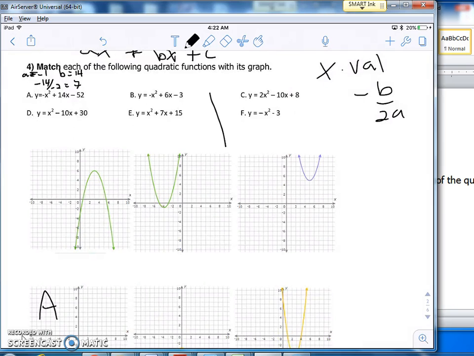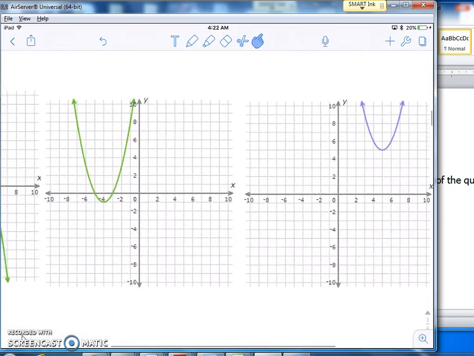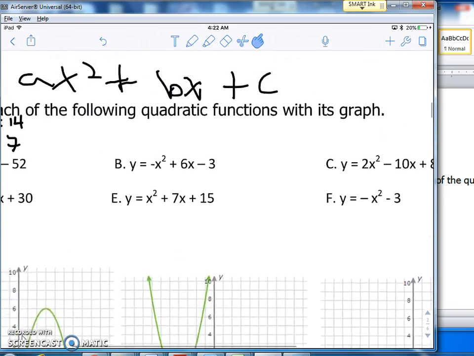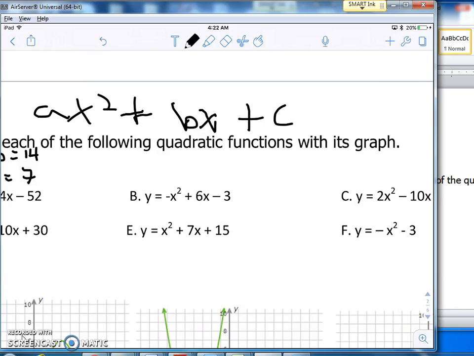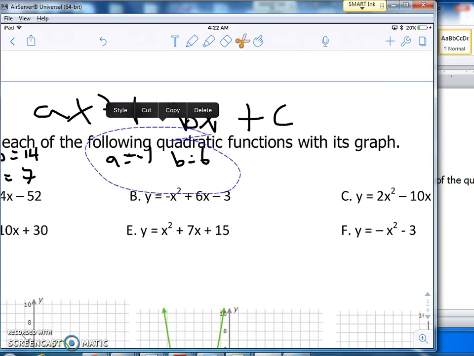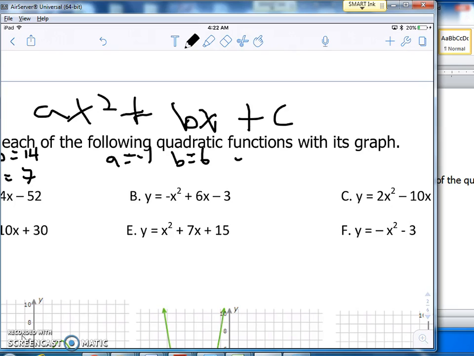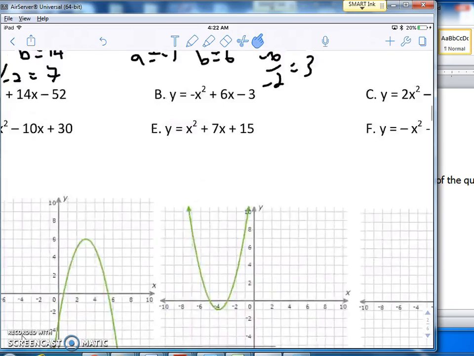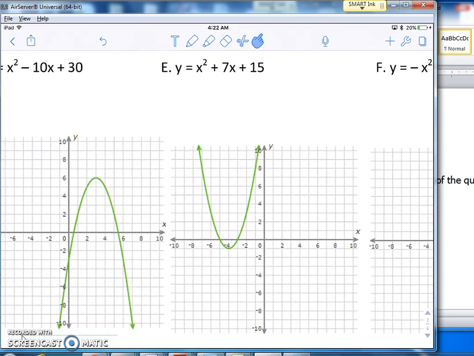Let's look at the b. Our a value again is -1. Our b value is 6. The opposite of b over 2a gives us -6 over -2, which is 3. We're looking for something that has an x vertex at 3. So 1, 2, 3. 1, 2, 3.